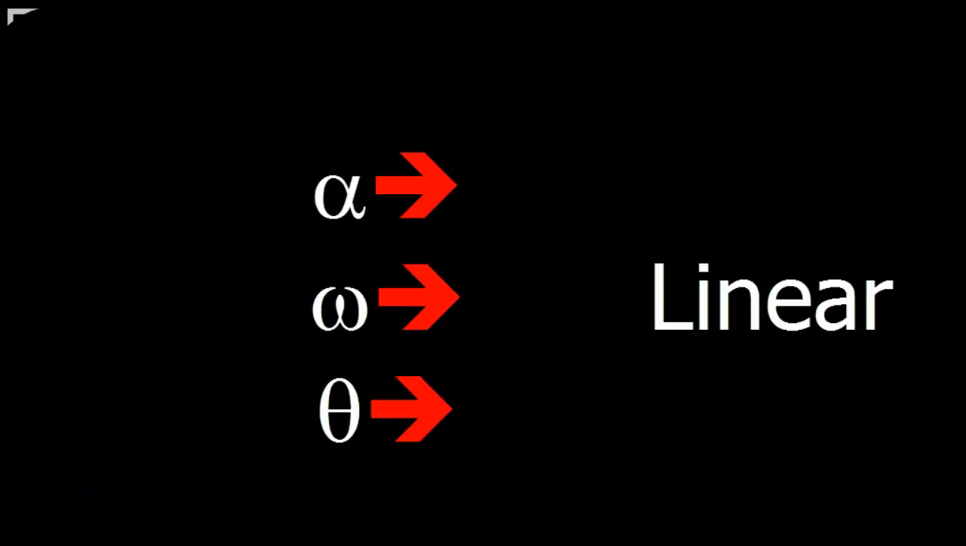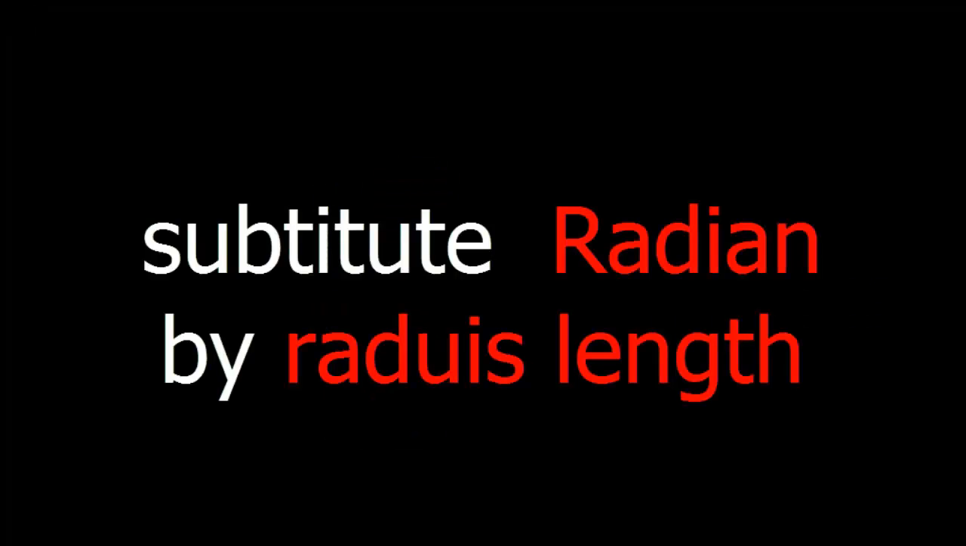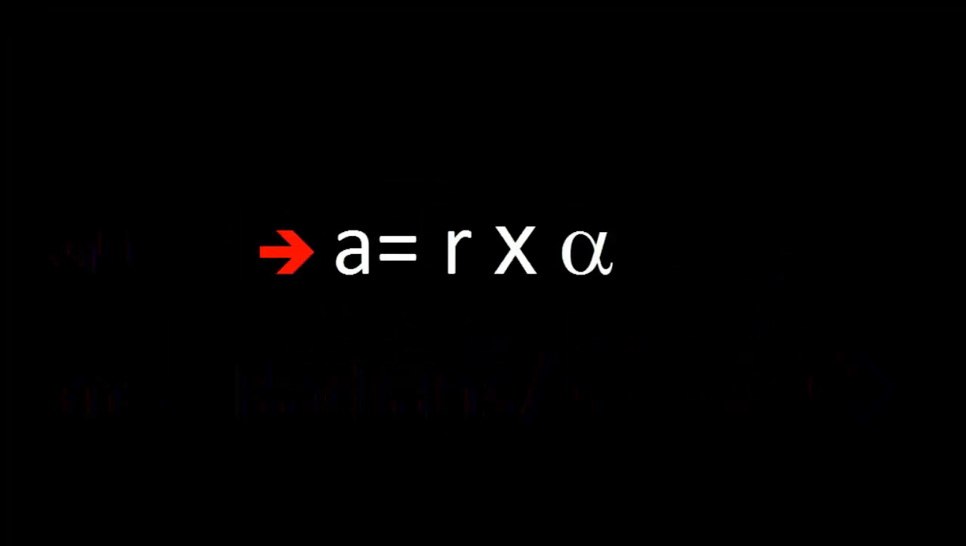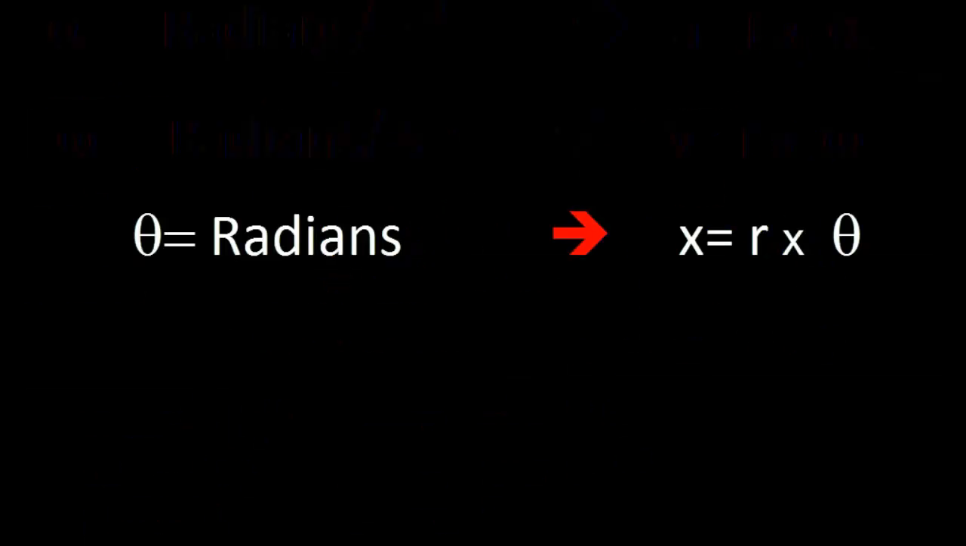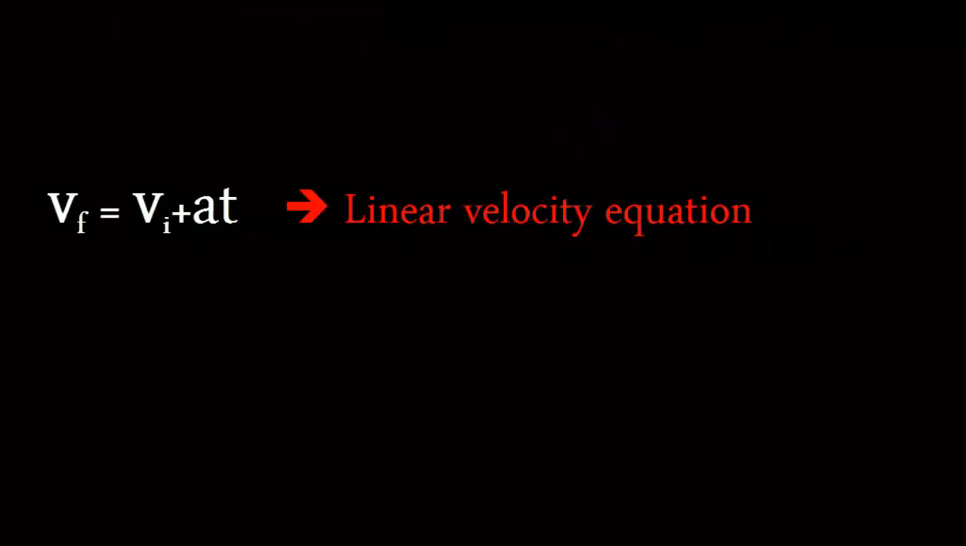To convert those to linear, as I said in another tutorial, anytime you see the word radian, you can substitute it by radius length. Linear acceleration would equal radius length times alpha. Velocity would be the radius times omega. And displacement, x, would equal radius times theta. Final velocity equals initial velocity plus acceleration times time.